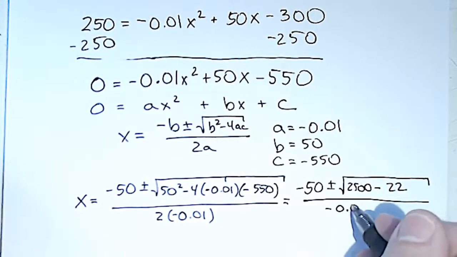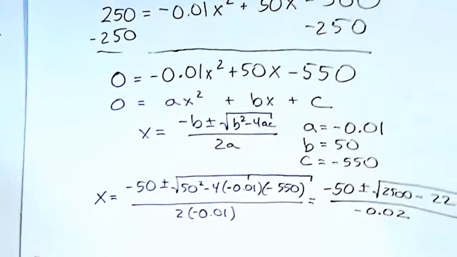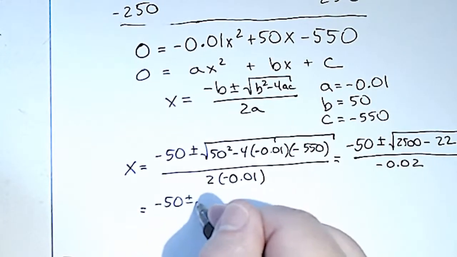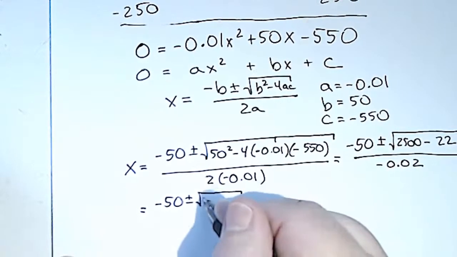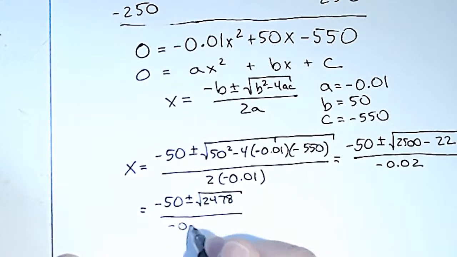Negative 0.02. Okay. So this is exciting, very exciting. I get negative 50 plus or minus radical, and this is 2,500 minus 22, so it's 2478 inside the square root. And I've got a negative 0.02. Now I'm going to tell you that, I'll double check it, 2478.